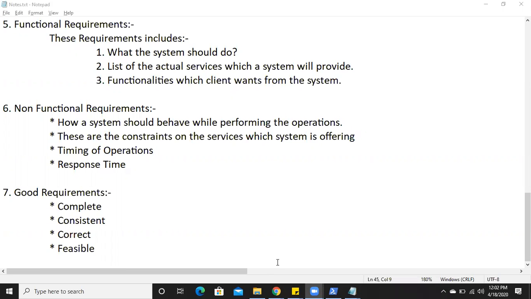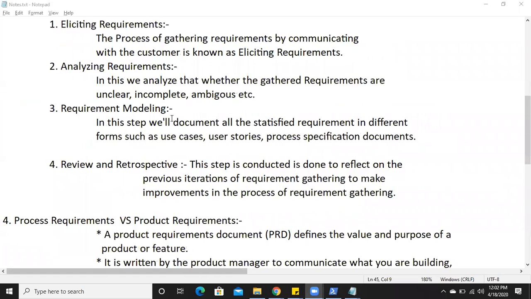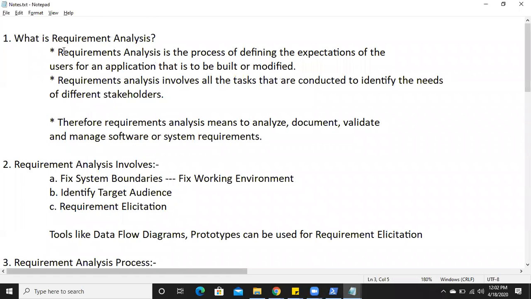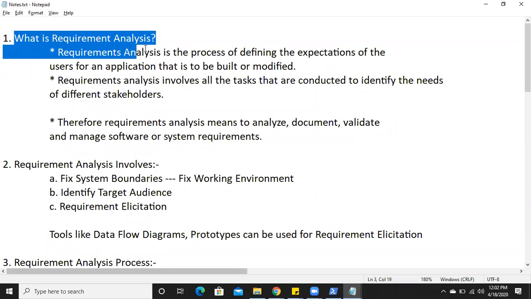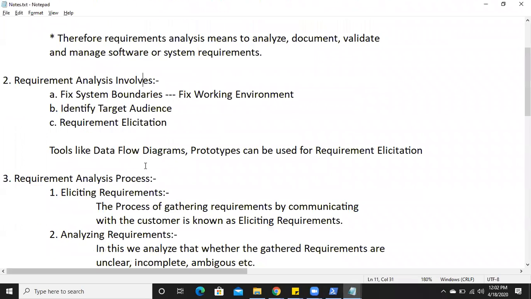So guys, let's continue with our previously left topic, which is the process requirement and the product requirement. In the last session, we covered all of the main topics of the requirement analysis process. What is the meaning of requirement analysis? What are the phases involved in the requirement analysis process?